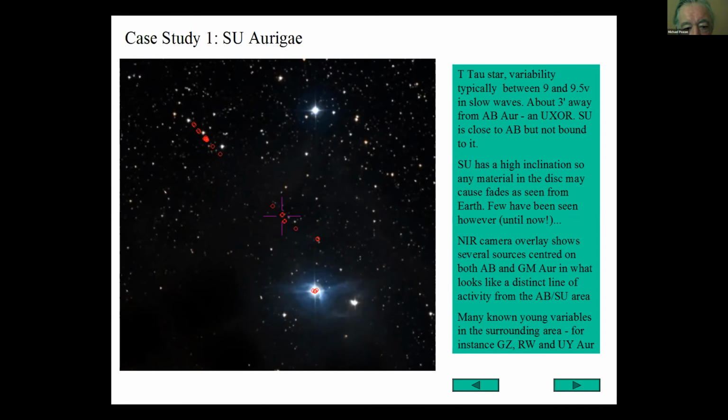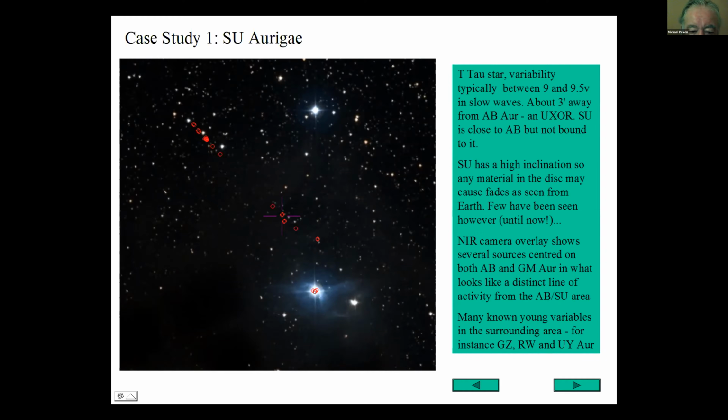Up until a few years ago, SU Origi, I'd say, was nothing too much to write home about. An interesting YSO, but things happened over the past few years. What I just want to direct your attention to are, again, these infrared sources. There's a lot around here. This is another YSO, by the way. This is AB Origi. This is SU here. This is the one we're talking about.